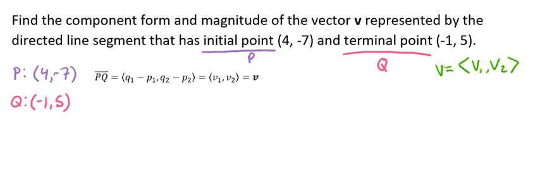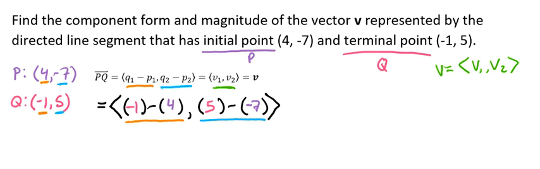And so if we remember from component form, when we don't have a vector that's in standard position, we're going to end up subtracting, finding the difference of our first terms, so in this case our -1 and our 4, and of our second terms, which are -7 and 5, in order to find our v1 and our v2. So let's go ahead and plug that in and see what we get.